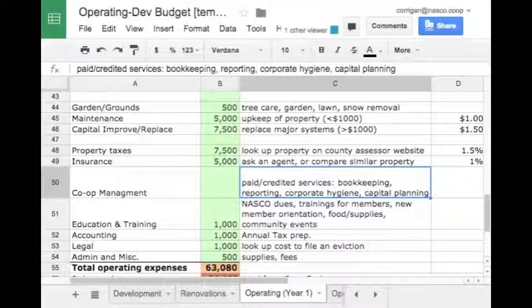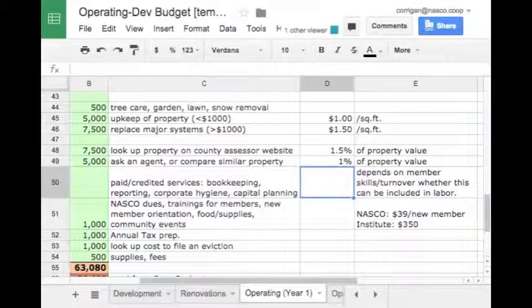A lot of small co-ops are able to take on all these tasks with their own members over time. Some co-ops will hire out parts of this, like the bookkeeping. There's also different arrangements where multiple co-ops band together to consolidate some of these services while maintaining separate ownership of their properties. There's a lot of options there, and if you're interested in exploring that, please get in touch with NASCO and we can look over the different options there.